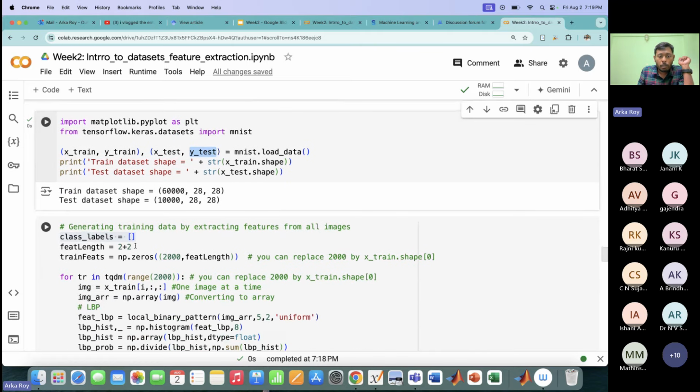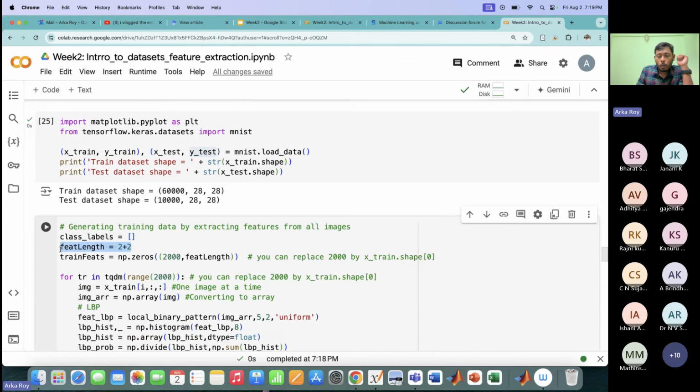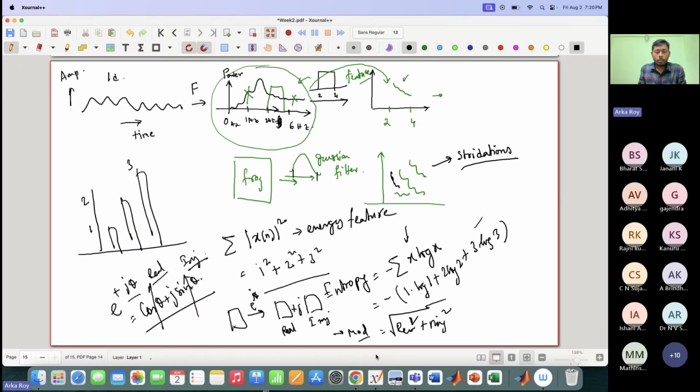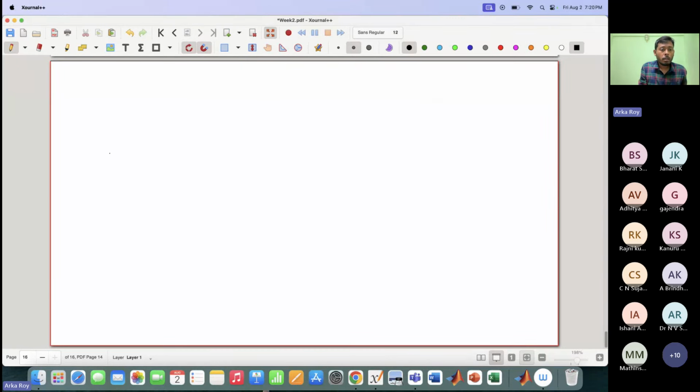Over here, this is the class label, and we are extracting a total of 4 features. What are those 4 features? One pair of features comes from the local binary pattern: the energy and the entropy. Similarly, the second pair of features comes from the Gabor filter. You apply the Gabor filter, take the magnitude, and then compute the energy as well as the entropy. So these are the 4 features that we are calculating for one image.